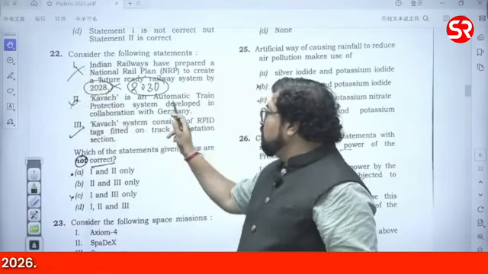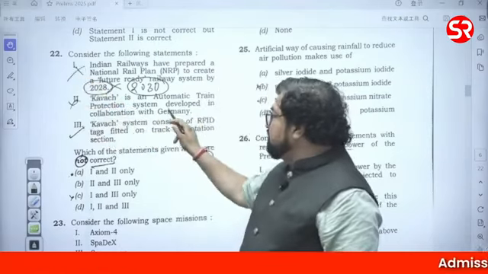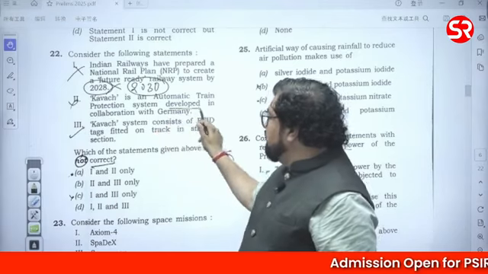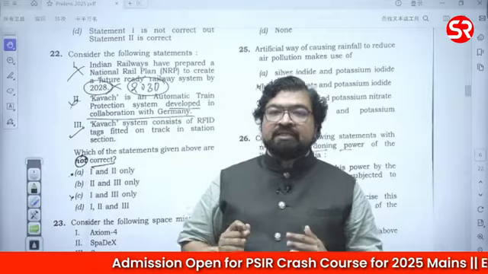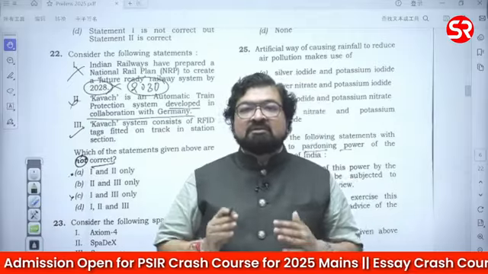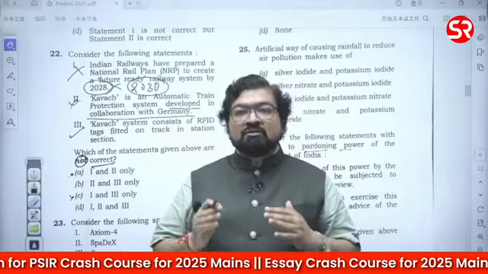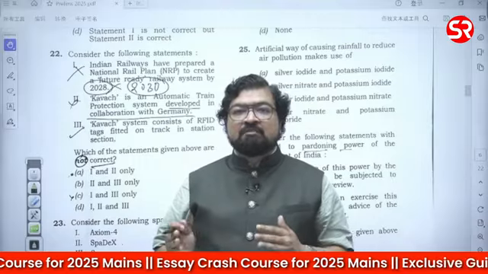Now, Kavach is an automatic train protection system developed in collaboration with Germany. It is a totally indigenous system developed in-house within the Railways Research and Development Board.